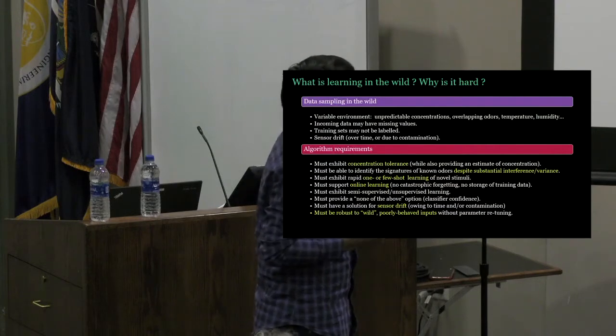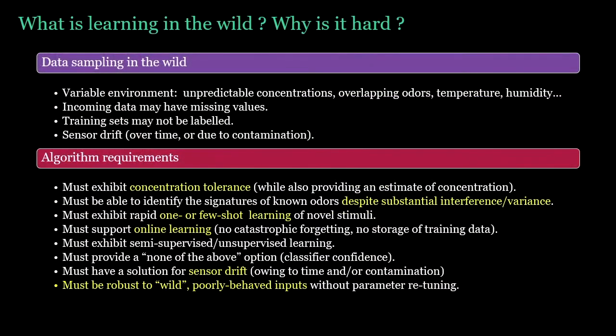The environment can be variable. You can have odors at unpredictable concentrations. Odors always have overlapping receptor activity, temperatures, humidity. And incoming data may have missing values because sensors are always noisy and sensors go bad. If you're caring about application in autonomous systems, you cannot always afford to have training sets labeled. And there is sensor drift, which is unavoidable.